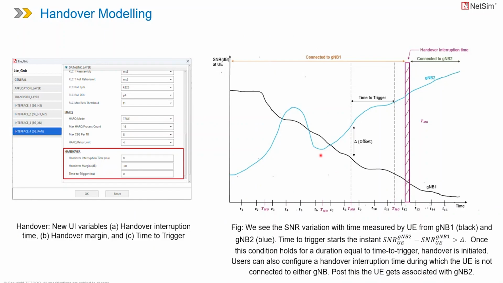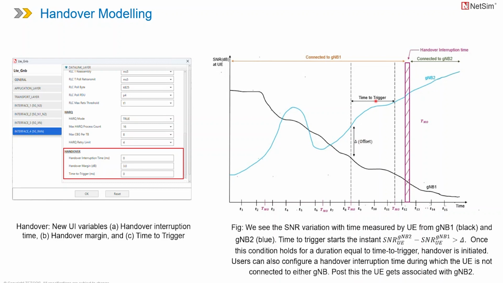Coming back to the presentation, let me explain the figure. Consider a case where a UE is moving from gNodeB 1 to gNodeB 2, where the channel is time varying. The gNB 1 SNR is shown in black and the gNB 2 SNR is shown in blue. At the instant when SNR from gNB 2 is greater than SNR from gNB 1 by delta, which is the handover margin, event A3 starts. At this moment, time to trigger also starts.